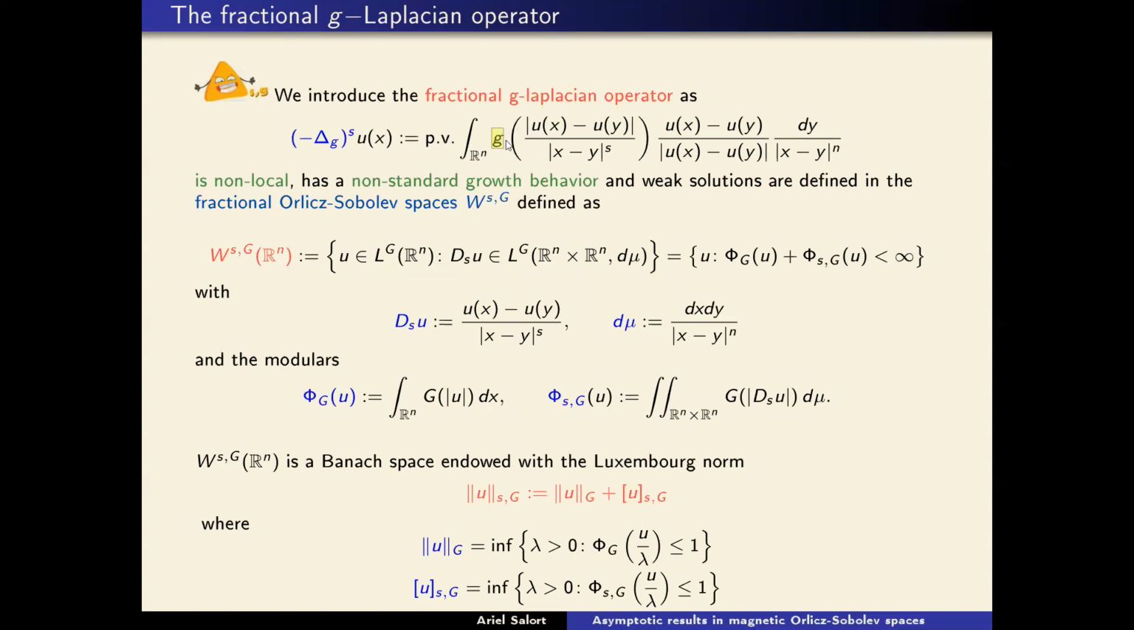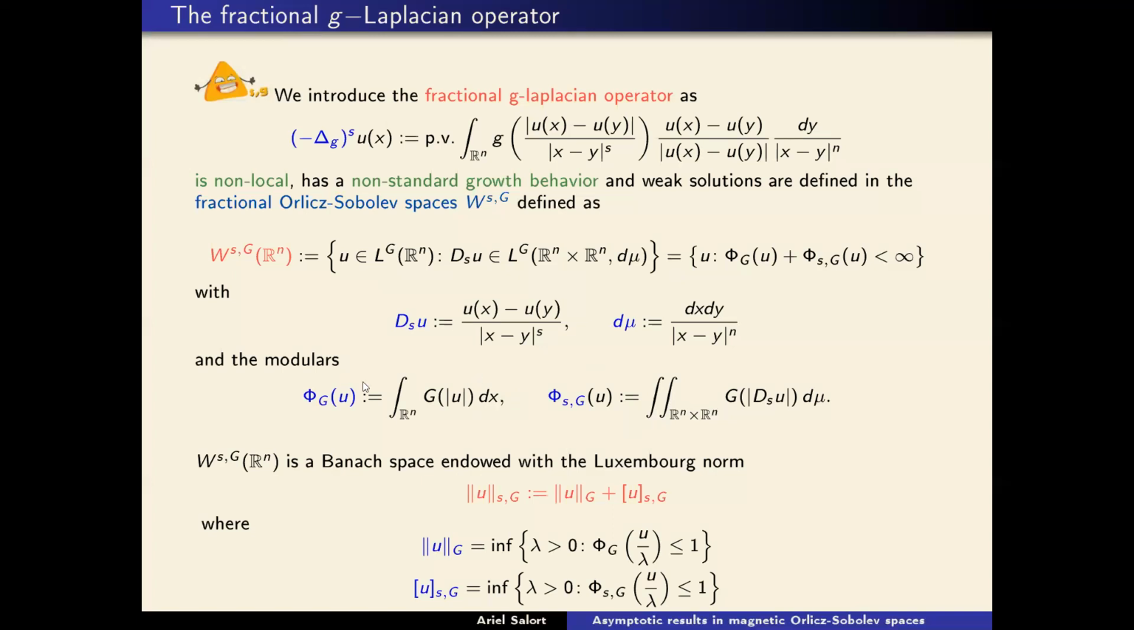It's because of this function G, which is the derivative of a Young function capital G. The suitable space in which to define weak solutions of equations involving this type of operator is the space W^{s,G}, which is the set of functions in an Orlicz space L^G for which the non-local gradient is in L^G with respect to some measure, which is given in this way, or written in a more compact way, the set of functions for which these two quantities are bounded. This quantity is the modular, and this one is the other.